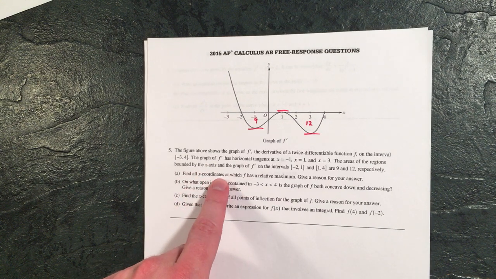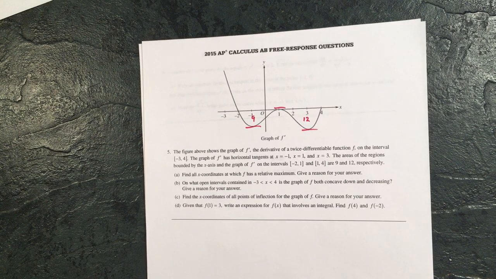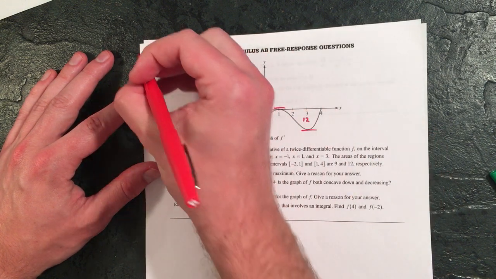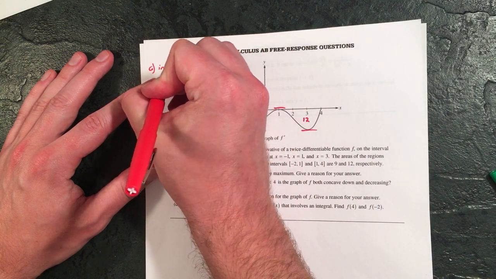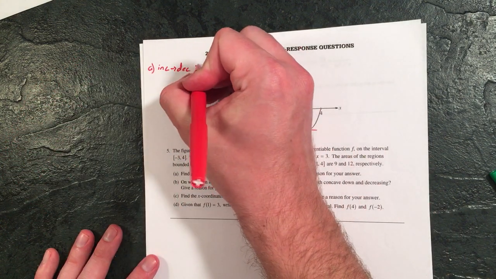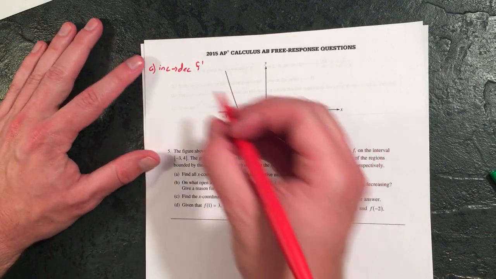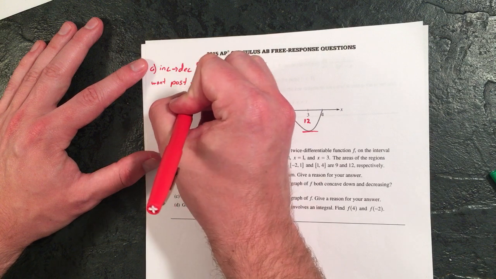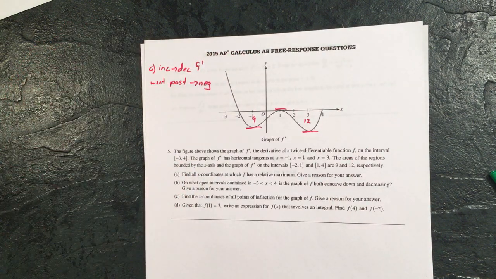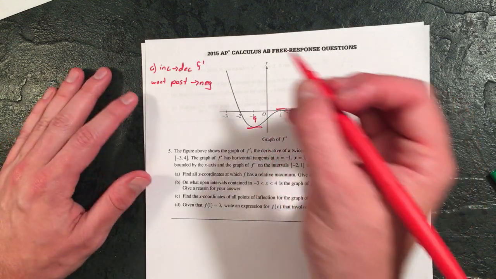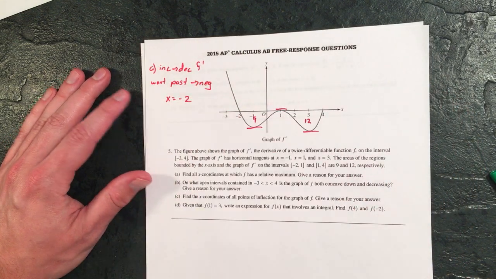Find all the x-coordinates at which f has a relative maximum. Okay, so if we're looking for a relative max, that means we want to go from increasing to decreasing for our derivative. But since we already have the derivative here, that means we want from some positive to a negative. And where in the graph does it go from positive to negative? That only happens here, right? Positive number to a negative number. So that is going to give us an answer of x equals -2.